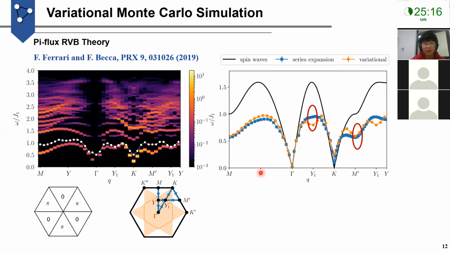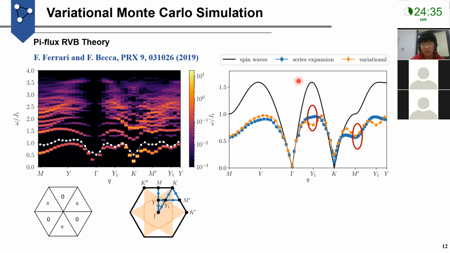This avoided quasi-particle decay is also proved by another work by Ferrari and Becca using a different method, based on the variational Monte Carlo simulation based on the pi-flux RVB state rather than the valence bond state. The white dotted line shows clearly the lower edge of the two-magnon continuum, and the lowest one is a single magnon branch. It's clear to see that this two-magnon continuum is on the upside of the single magnon branch, so there is no quasi-particle decay.